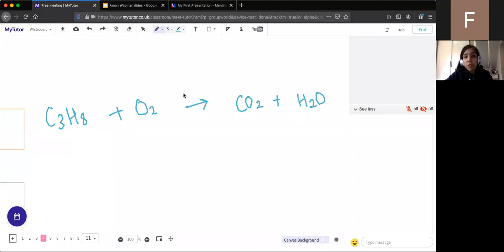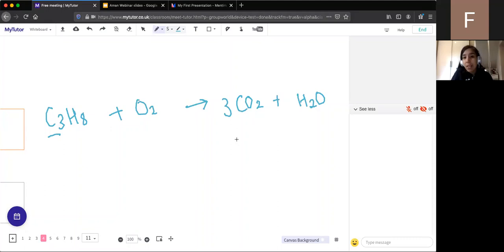Someone's asking for the difference between an alkane and an alkene. I'm going to cover that in a couple of slides, so I'll go over it then. So let's try and balance this then. If we have a look, we've got 3 carbons on the reactant side, but only 1 on the product side. So let's make that a 3. Now we have 3 carbons.